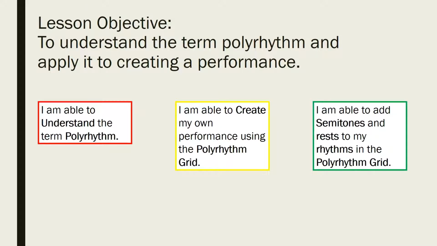For today's lesson, we are going to understand the term polyrhythm and apply it to creating a performance. So at the very least today, I'm expecting you to be able to understand the term polyrhythm. Once you're able to do that, in the yellow box, you should be able to create your own performance using the Polyrhythm Grid. And once that is done, in the green box, you should be able to add semitones and rests to your rhythms in the Polyrhythm Grid. So you're combining different rhythms, and then at the very top, you should be able to start creating more complex rhythms to combine.